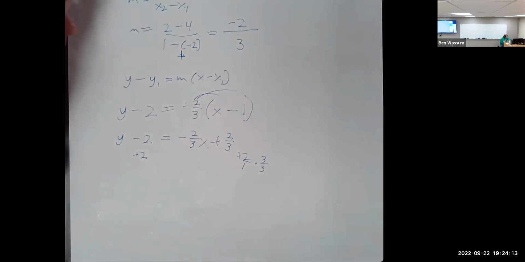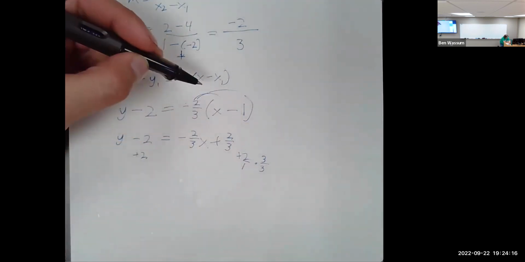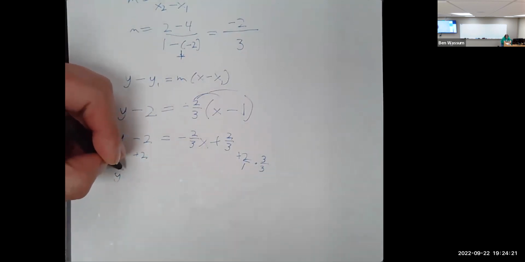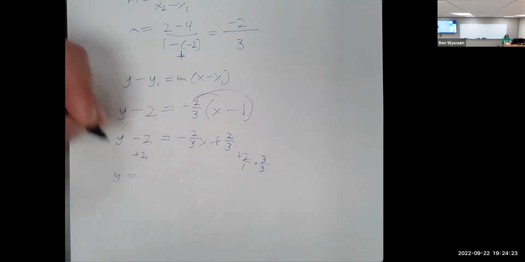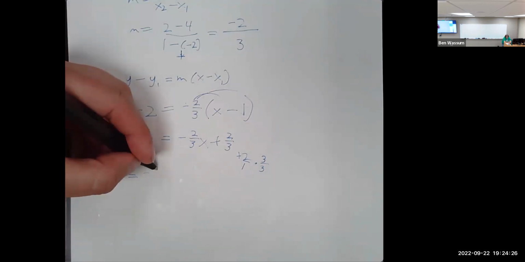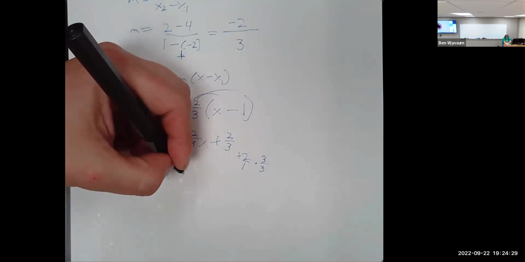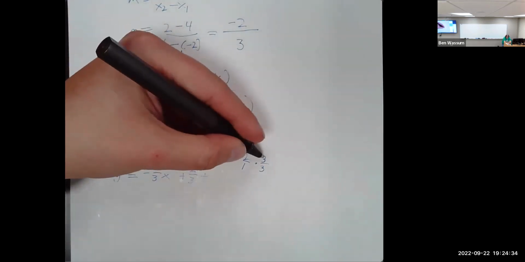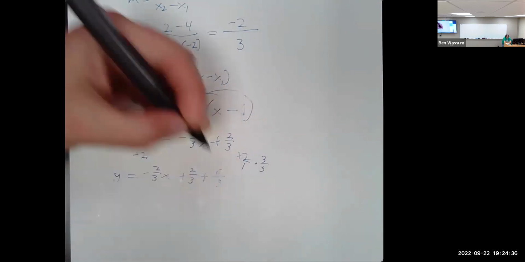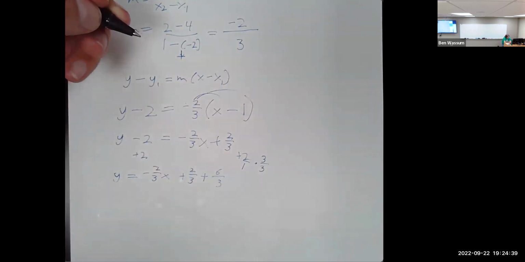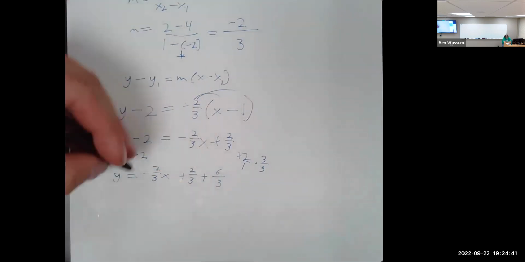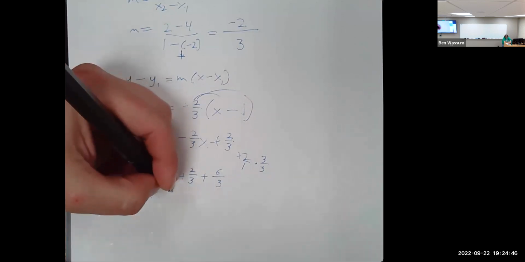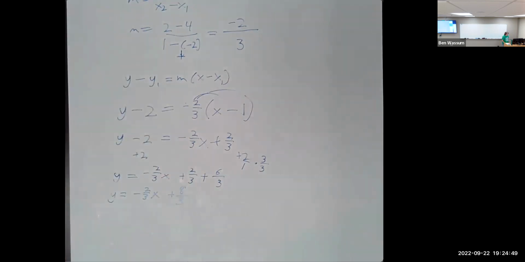And yes, I'm totally doing this work off to the side rather than making another step, because honestly, we got too many steps already, right? So we have y equals negative 2/3 x plus 2/3 plus this 2 being added over is going to end up giving us a 6/3. So we have to get our like terms together. We have y is equal to negative 2/3 x plus 8/3.